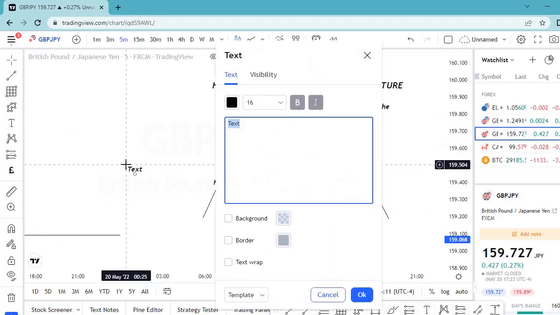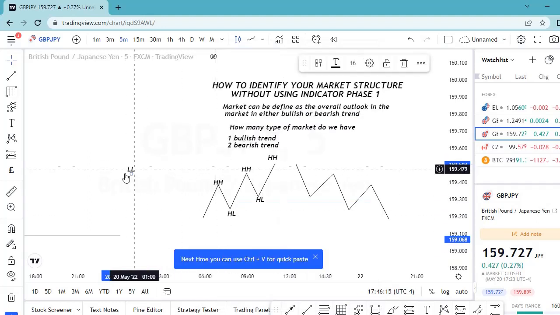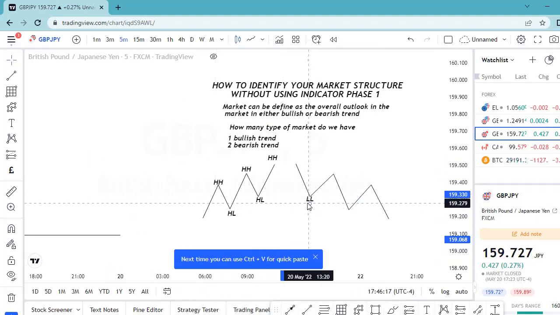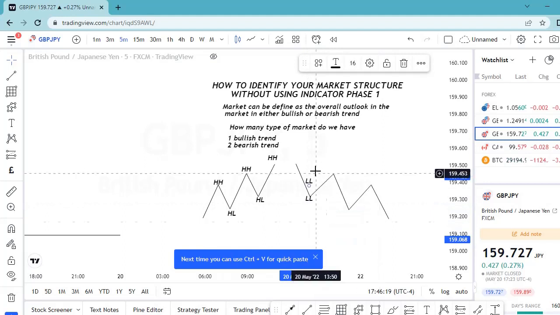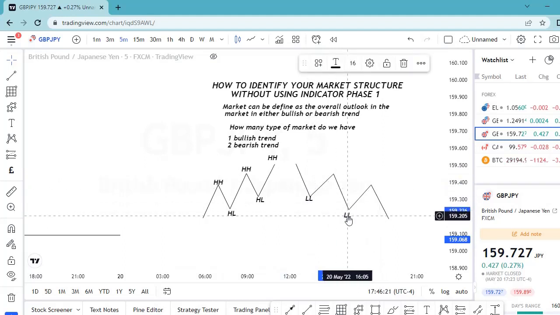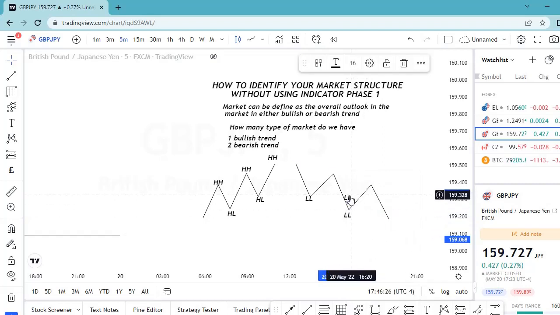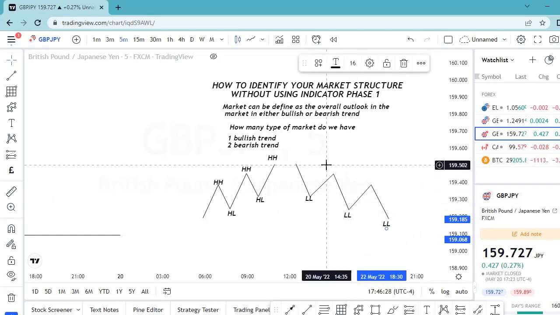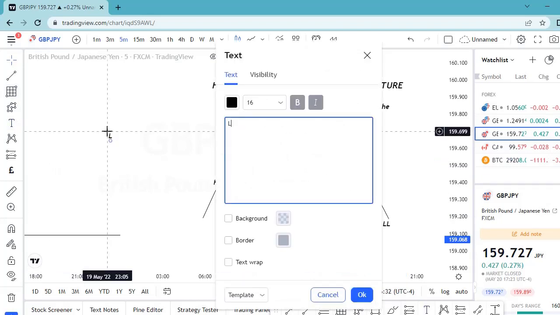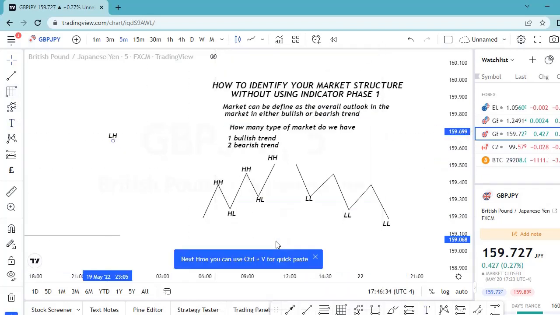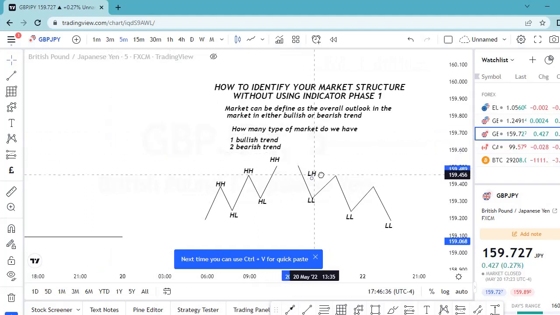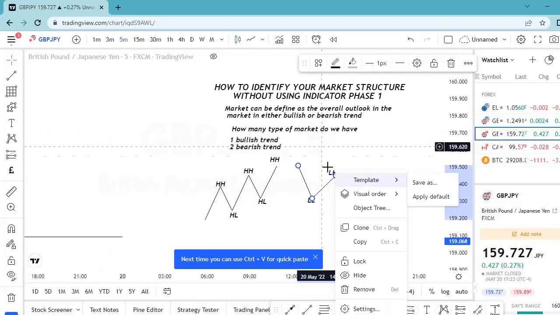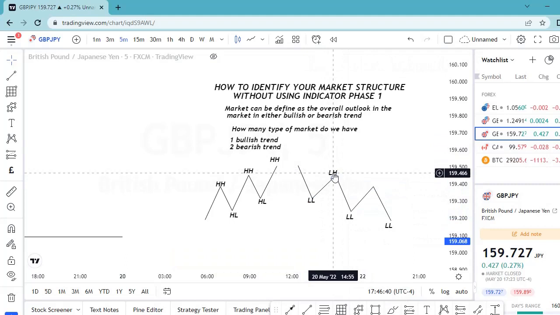While on the bearish trend, we want to be seeing a series of lower lows and lower highs. This is a lower low, this is a lower low, this is a lower low. So where is the lower high? This is the lower high.